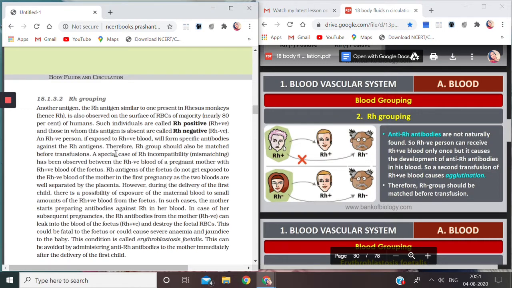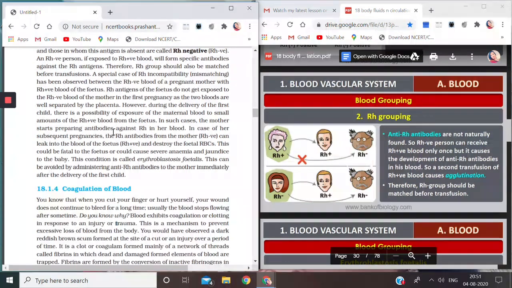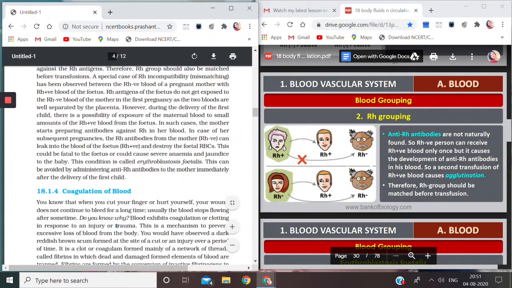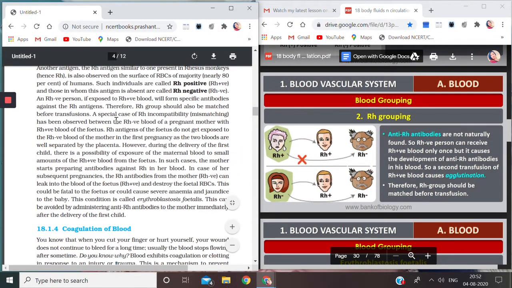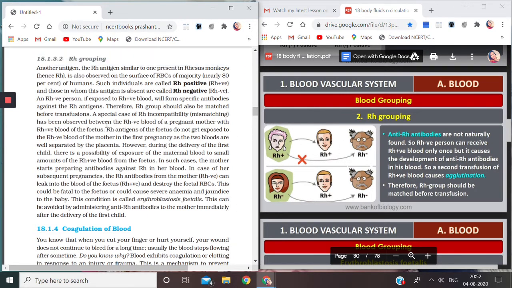Okay, now a special case of Rh incompatibility or Rh mismatching has been observed between the Rh negative blood of a pregnant mother and the Rh positive blood of the fetus. Now you have to pay attention. This is also very important, children. Along with the explanation, I'll also explain it here with the diagram. See, a special case of Rh incompatibility.